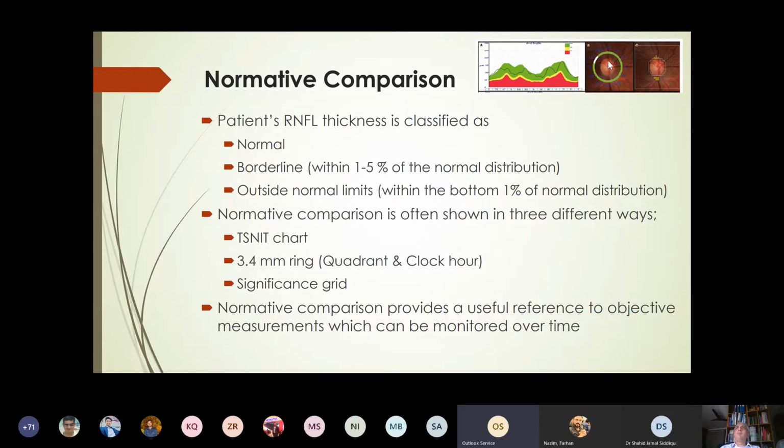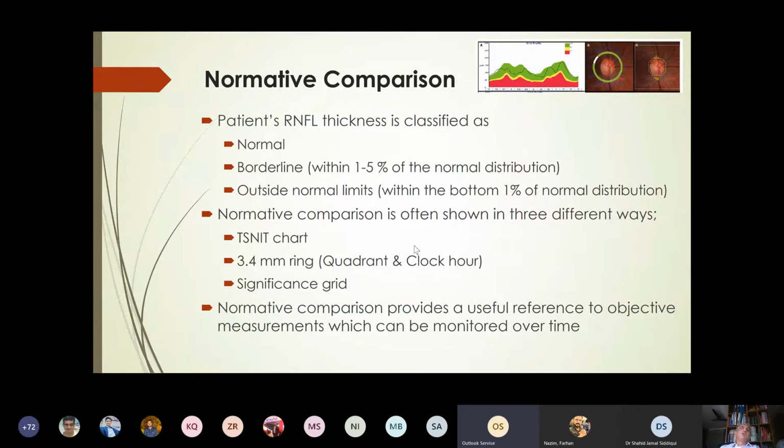And the other is the 3.5 millimeter ring, which you see, which is made around the disc, and the retinal nerve fiber thickness is calculated between the disc margin and this rim. And then the significance grid: some machines have a significance grid on the color photograph, and some have the significance grid on the shadowgram. Here, it is different from the temperature scan. Here, if you see red areas, that means there is thinning in this area.